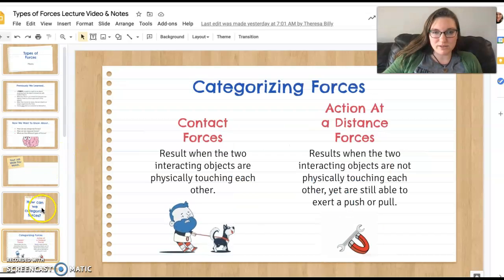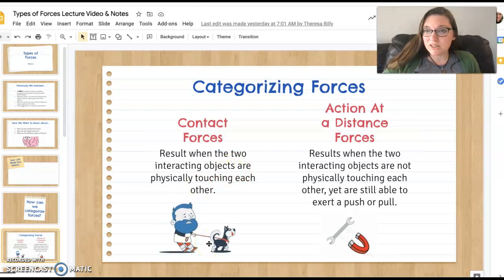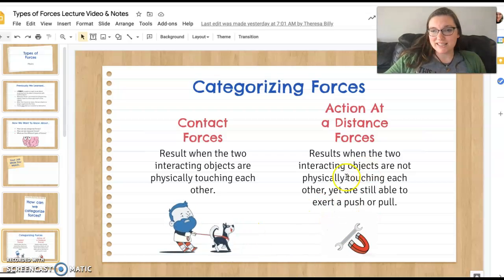So how can we categorize forces? There are two different kinds of forces here. There are contact forces, where you're connected to the other thing, like you're touching it. This is an example where maybe the person isn't touching the dog, but the force is having an impact on the dog. Everything is kind of touching, interacting. Whereas action at a distance is like magnetism, electromagnetic forces, things that interact without touching.